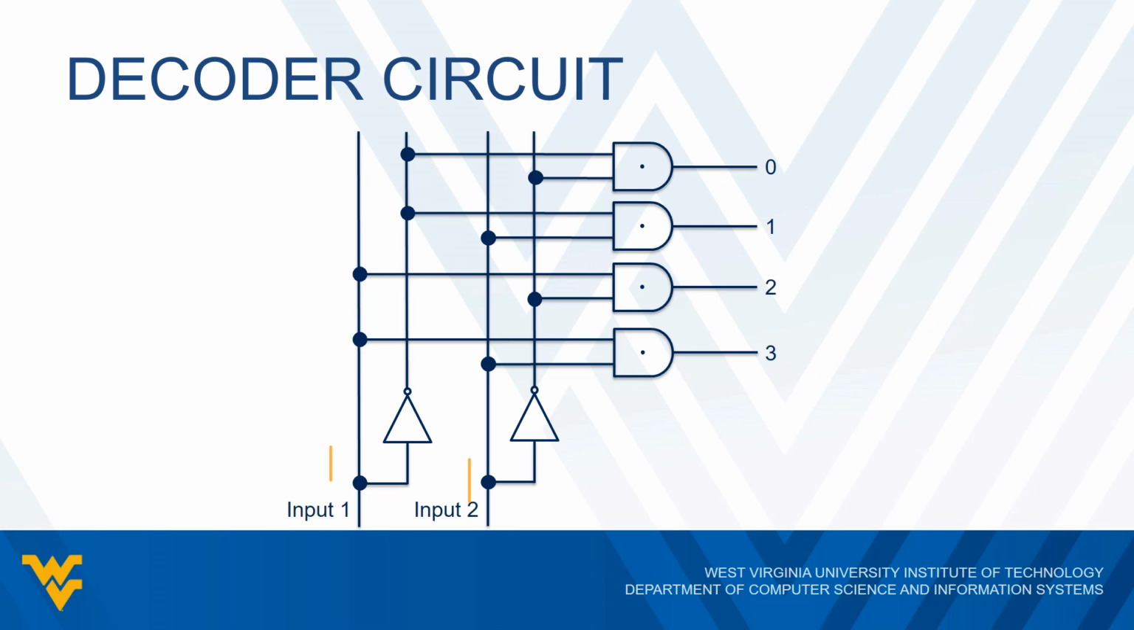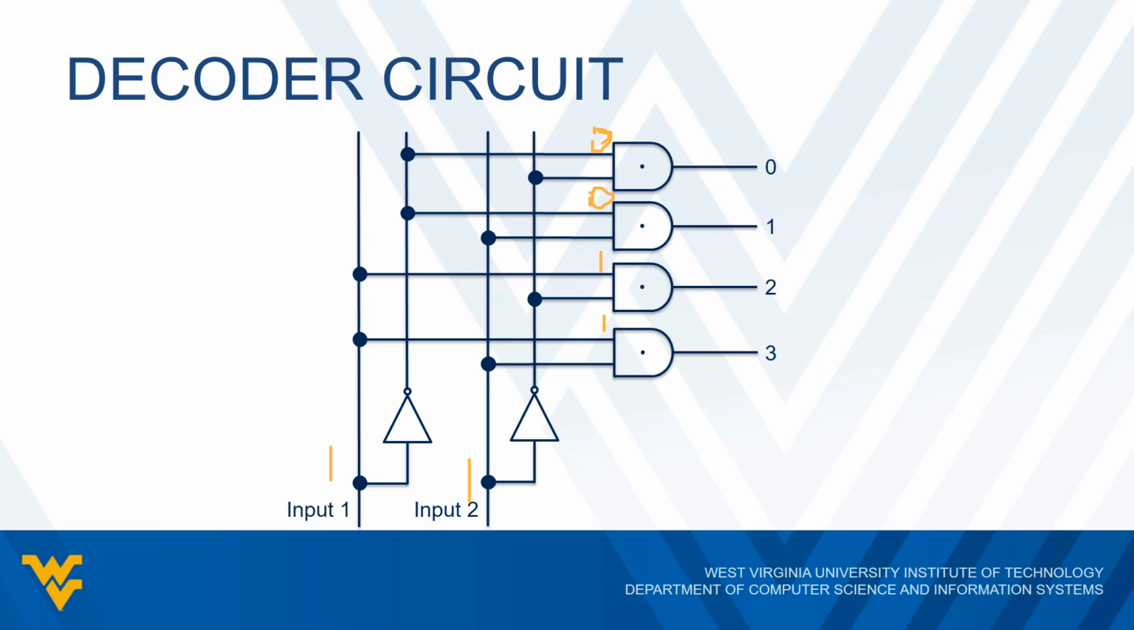So let's follow this circuit and see what happens. If with input line 1, we would see that we would have a 1 here, and we would have a 1 here. And then if we follow the NOT gate, we would see we have a 0 here. 0. And then we'd have a 0 right here.